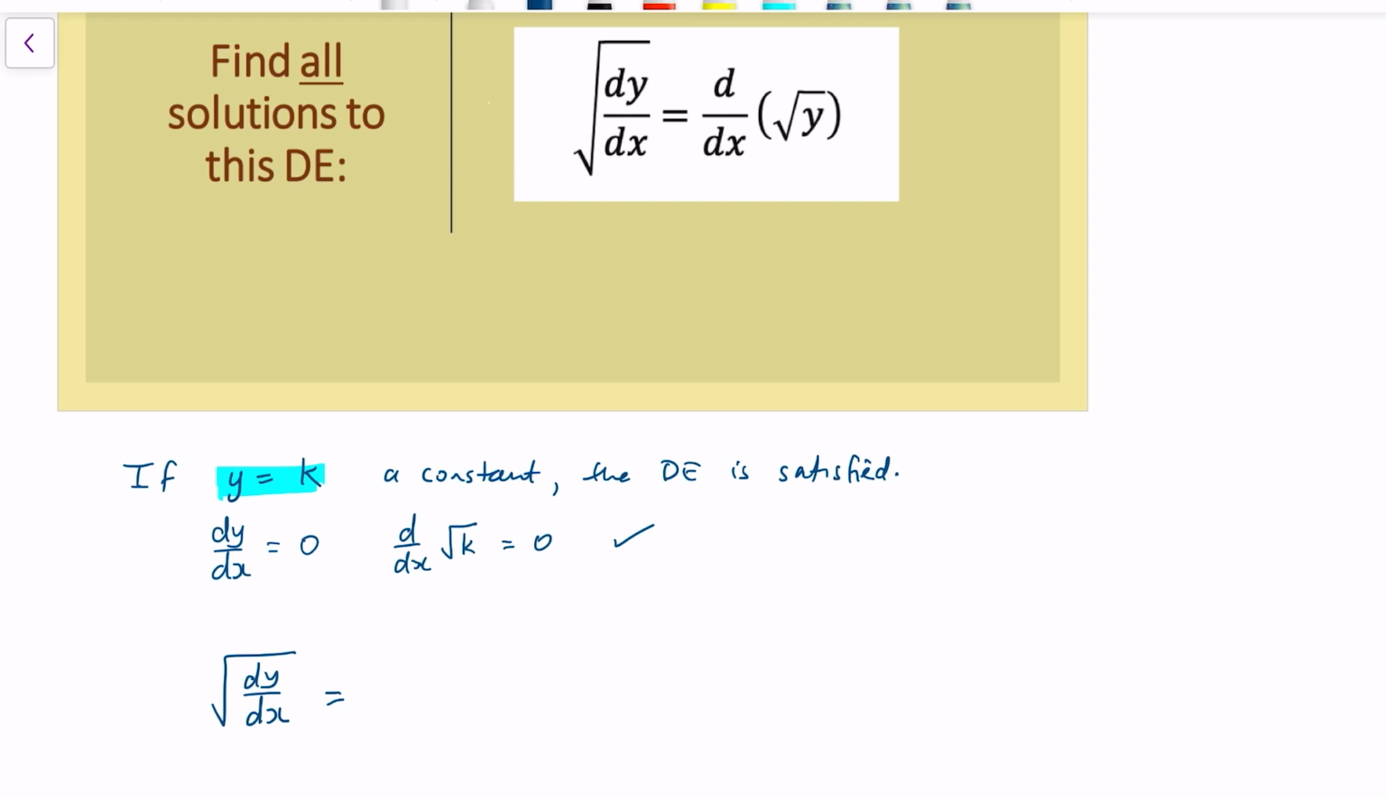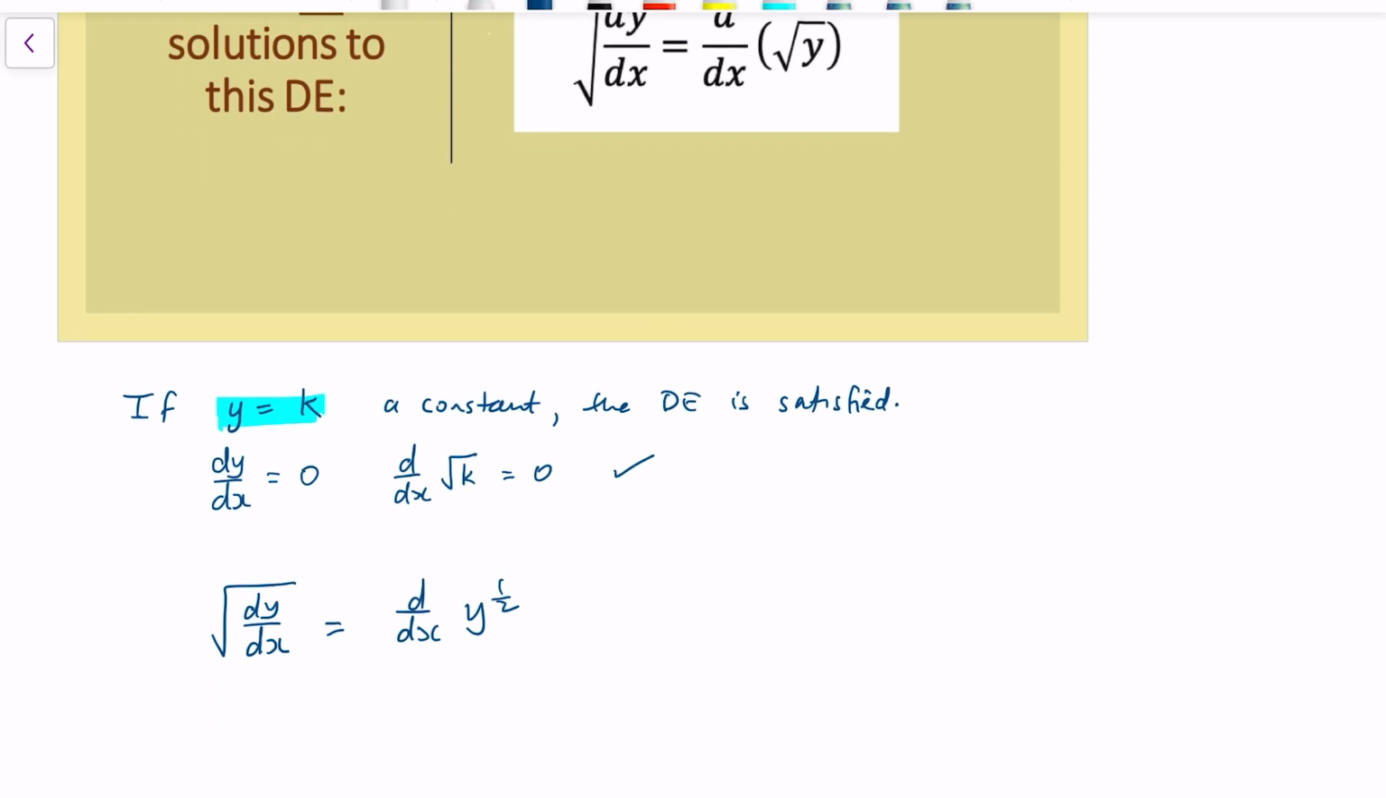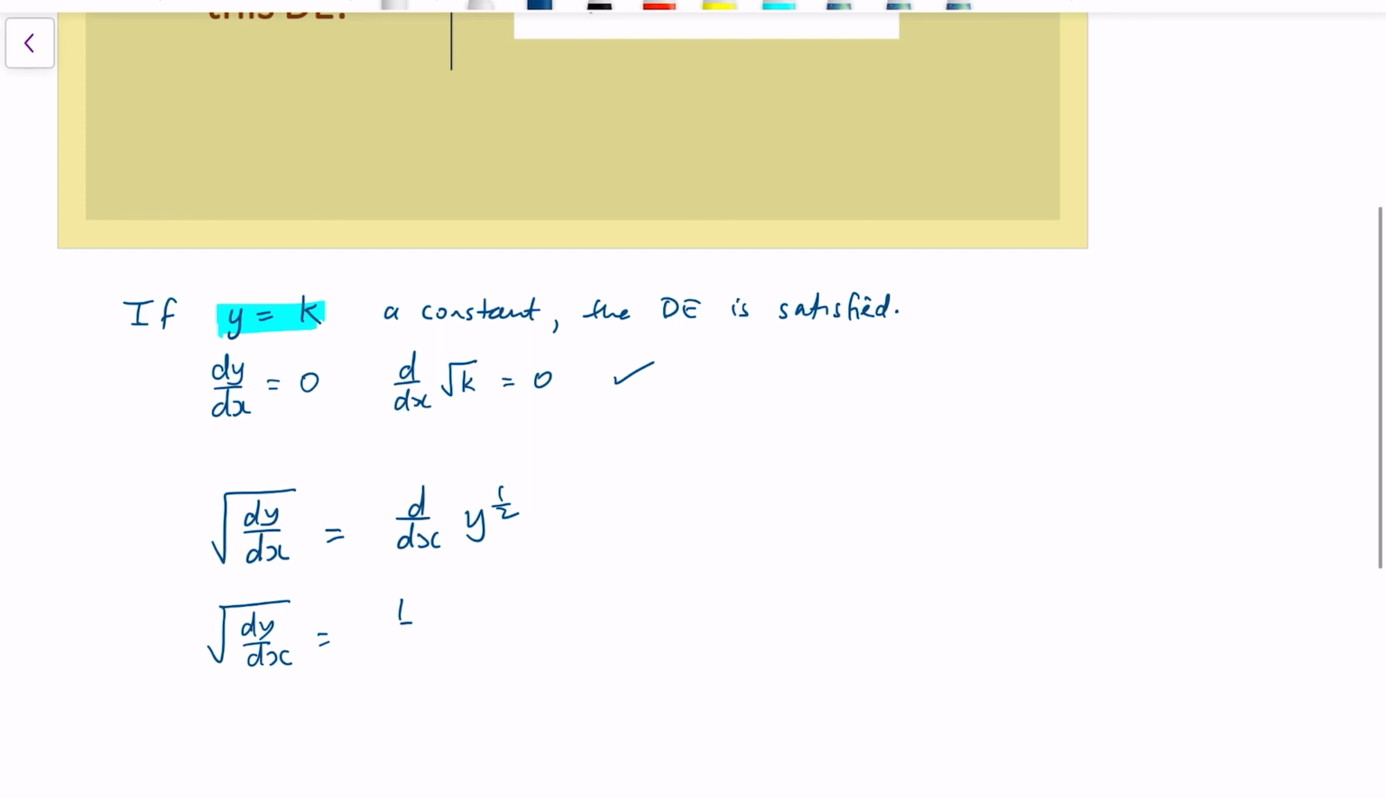Okay, so if we think about this, d/dx of y to the half, that's something to the power of a half. This something could be sine x, we don't know because we're trying to find that, but it's some function of x to the power of a half. And so when I differentiate that, I get a half something to the minus a half multiplied by the derivative of the something. Okay, that's all chain rule.